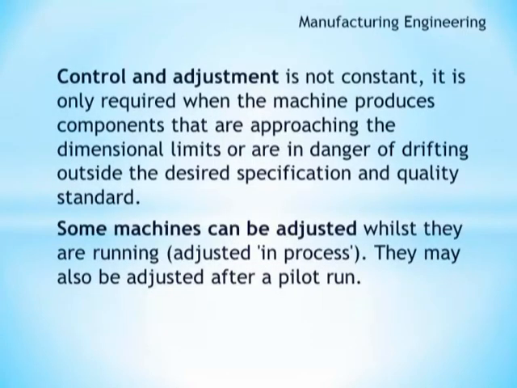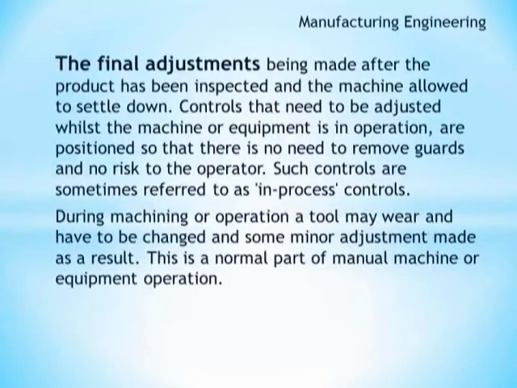Control and adjustment is not constant. It is only required when the machine produces components that are approaching the dimensional limits or are in danger of drifting outside the desired specification and quality standard. Some machines can be adjusted whilst they are running, adjusted in process. They may also be adjusted after a pilot run. The final adjustments being made after the product has been inspected and the machine allowed to settle down.